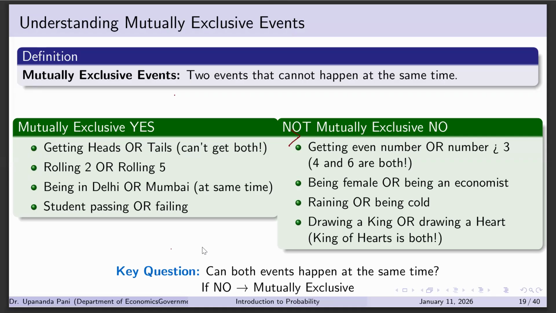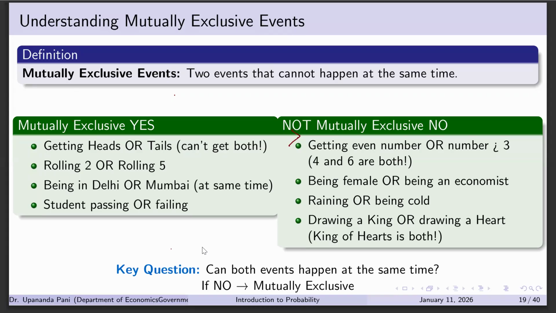So this is the definition of mutually exclusive events: two events that cannot happen at the same time. So what do mutually exclusive events mean, and what does not mutually exclusive mean?